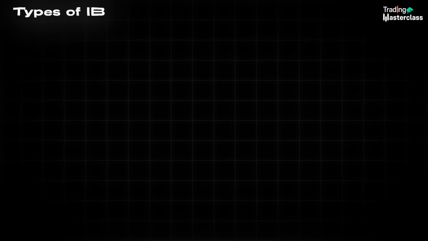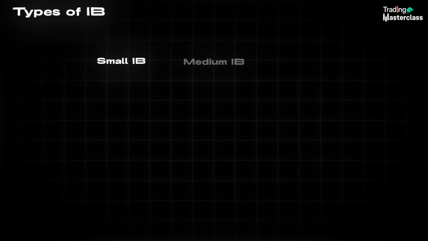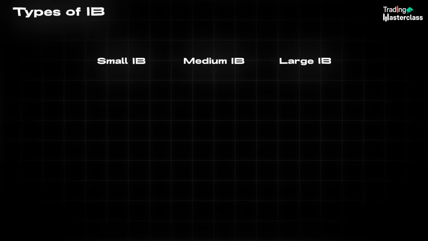Now it's time to classify these IB ranges into 3 different types. Based on the range itself, we can classify the IB into small IB, large IB, and medium IB. Nataraj, you might ask, how can we identify this? Let's take an example. This is the day 1 IB range.